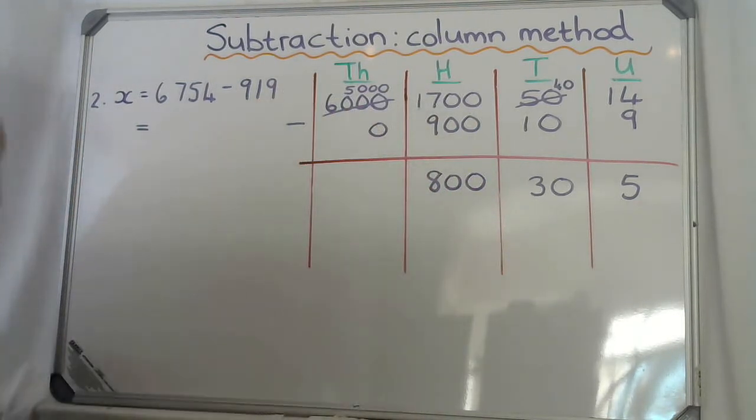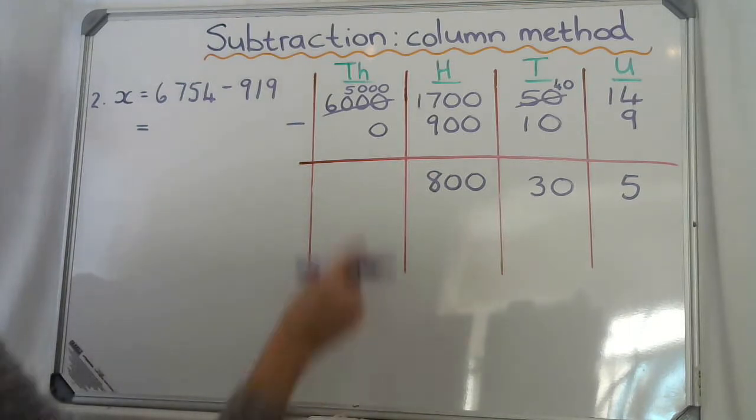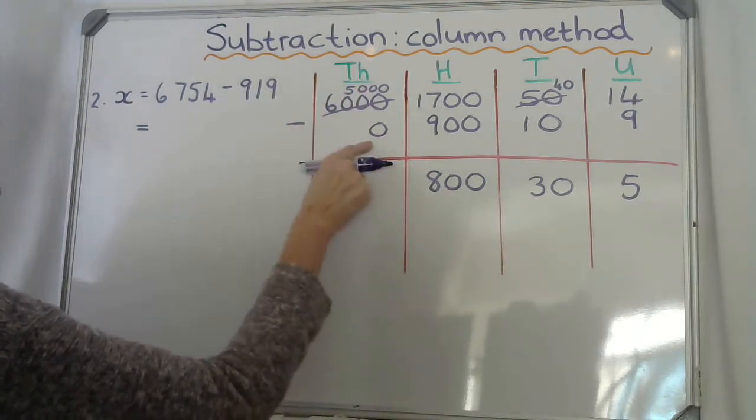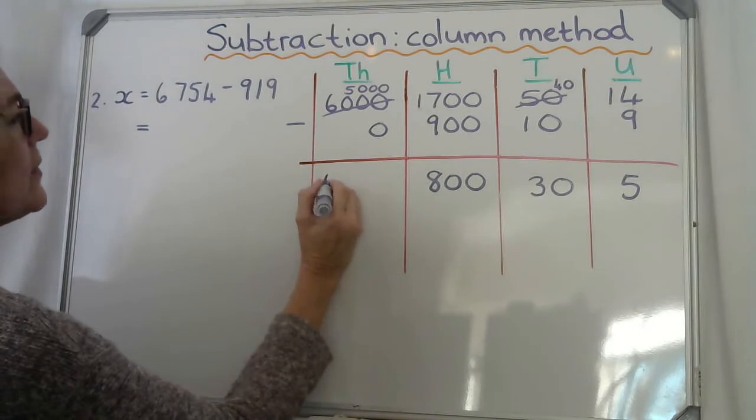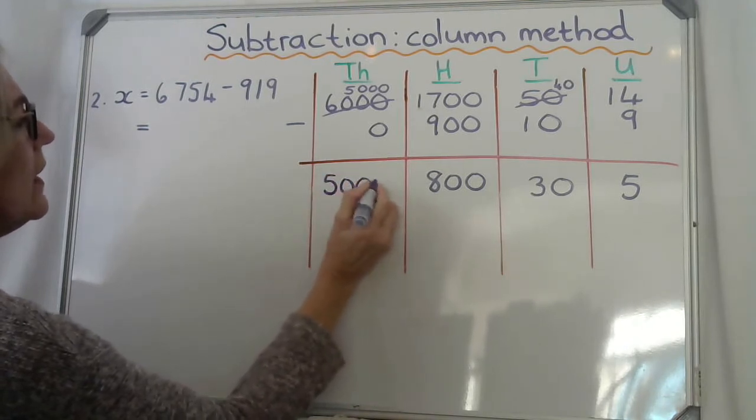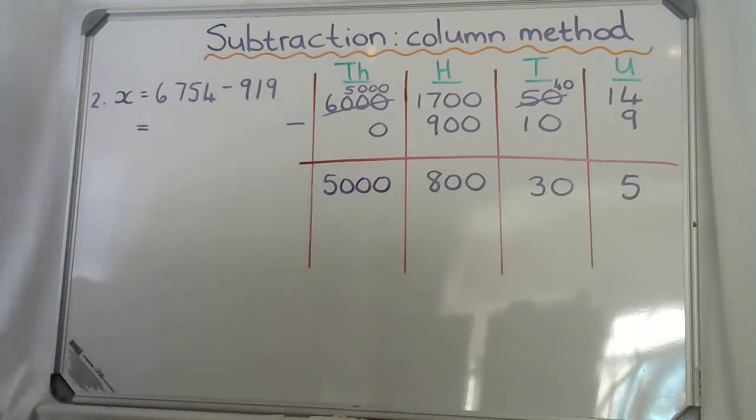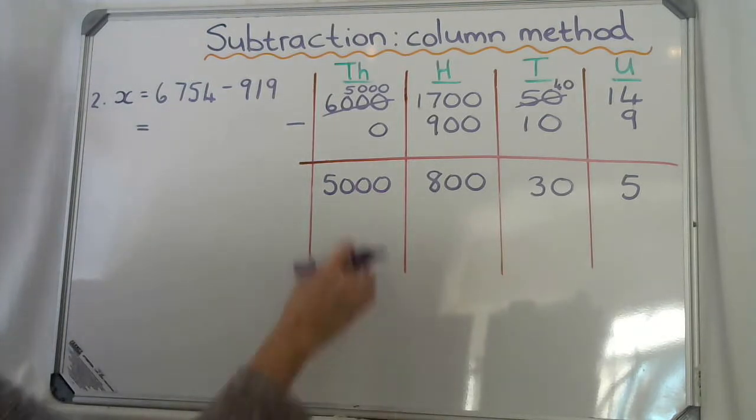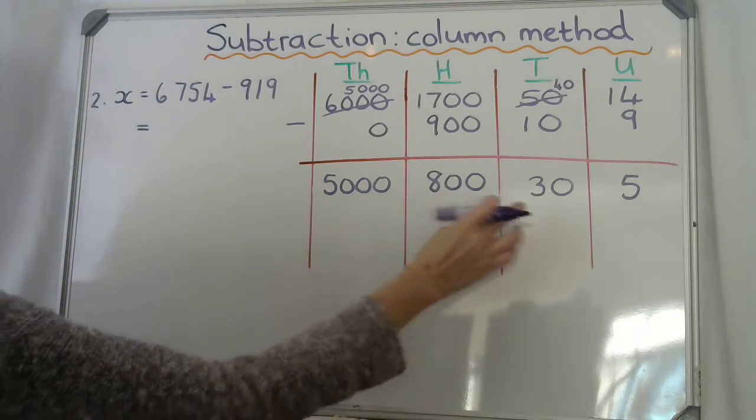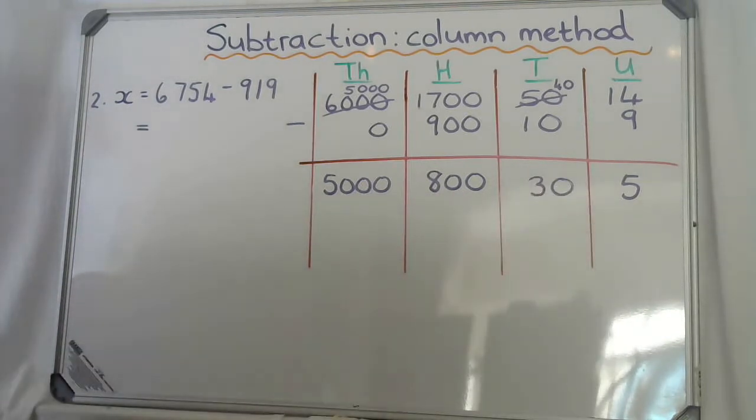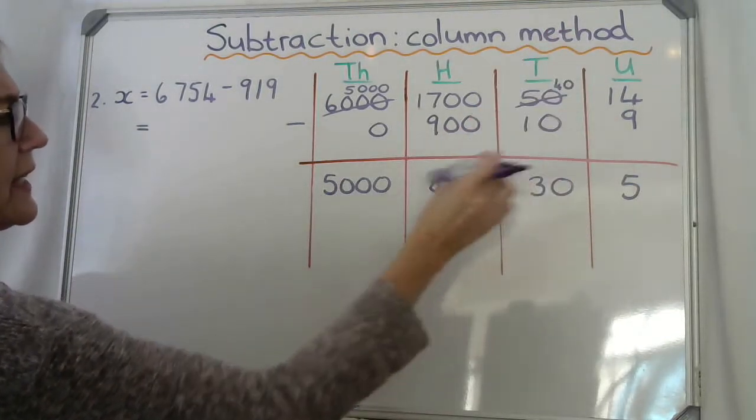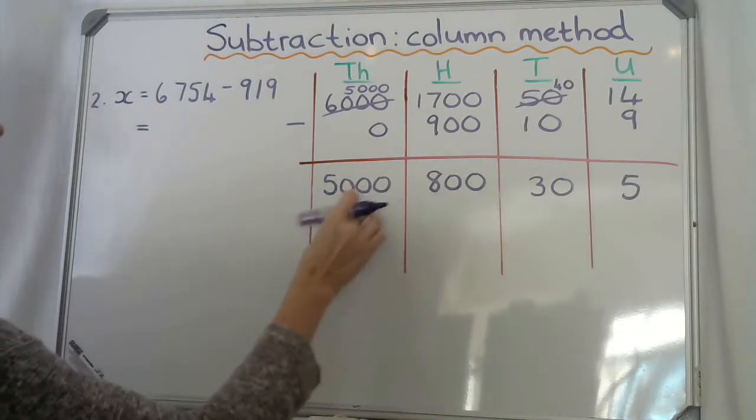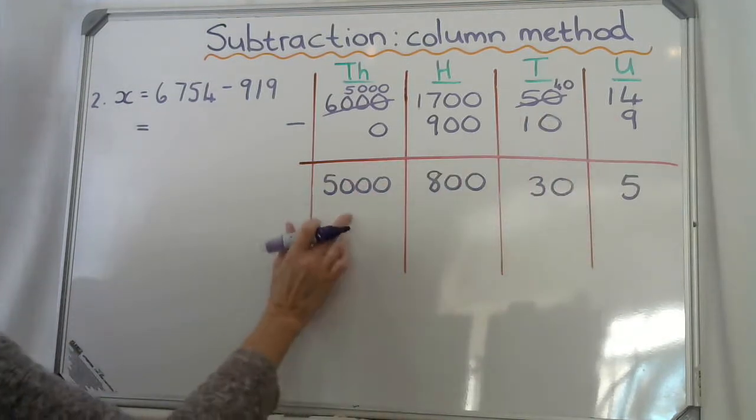Last column left to do, the thousands. 5,000 minus 0, and we are left with 5,000. Right, so all that's left to do is to add up our column answers, all the answers for each column. And once again, we know it's easy because we only have units, tens, hundreds, and thousands all in their correct places.